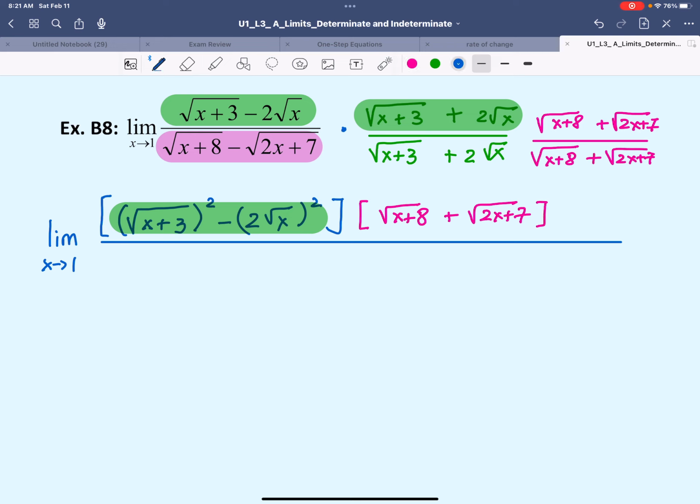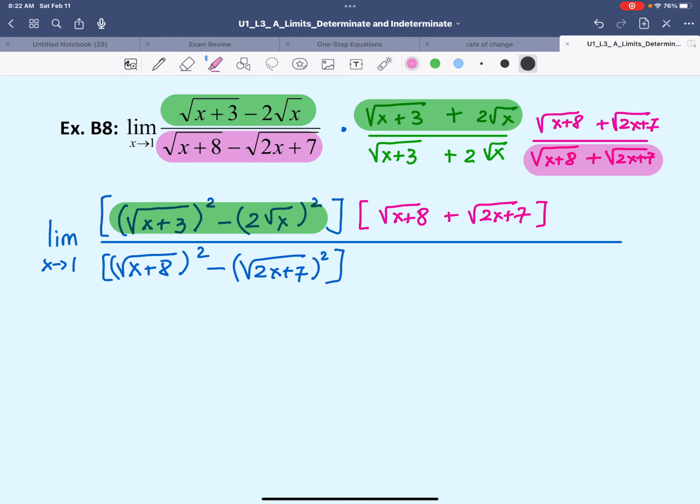We'll continue with the denominator. So in the denominator, we are multiplying the two conjugates. Again, we have 1, 2, 3 factors. The only ones we expand and simplify, or the only ones that we multiply with each other, are the conjugates because, again, we are trying to get x out of the root. So we have the square root of x plus 8 squared, minus the square root of 2x plus 7 squared. Close the brackets. And this will make the product of these two. And we have to write the other factor as well, which is the root of x plus 3 plus 2 root x.